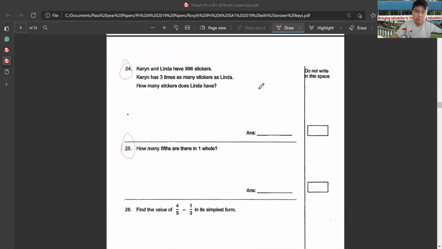24. So Corinne and Linda have 996 stickers. Corinne has 3 times as many stickers as Linda. How many stickers does Linda have? What must you do?